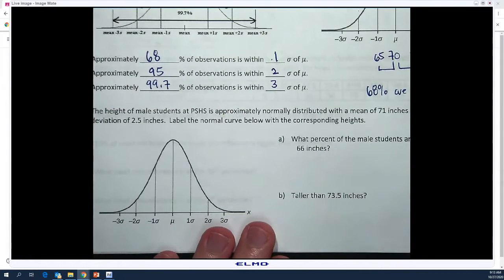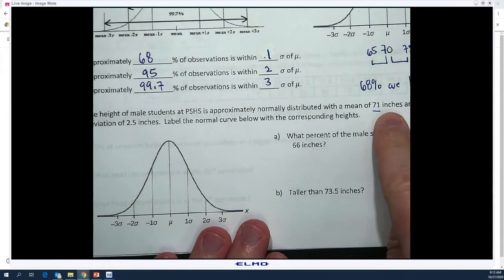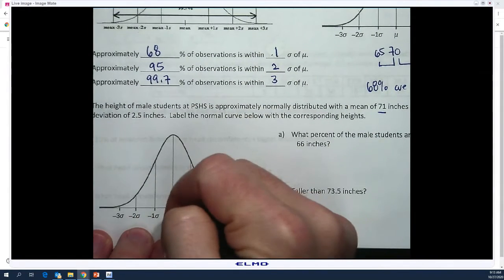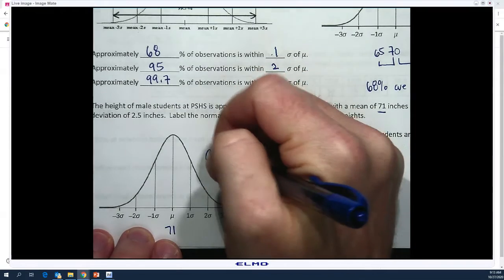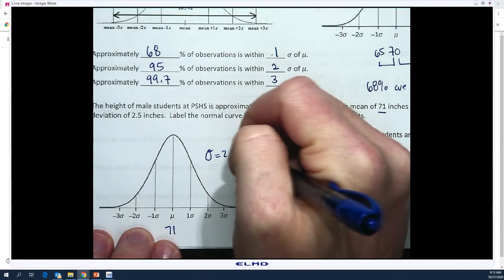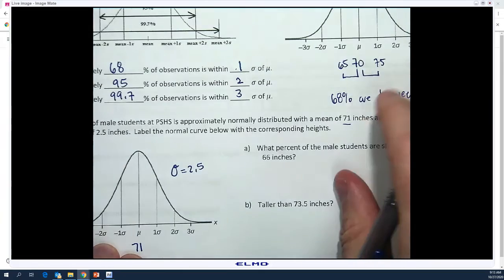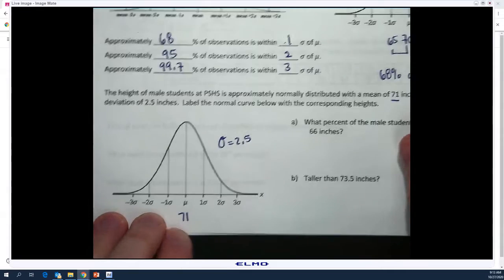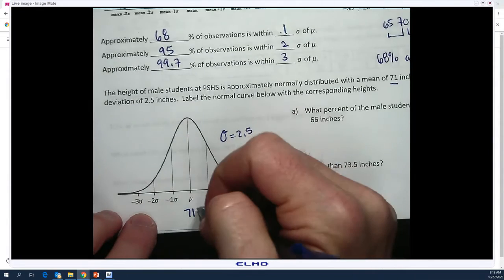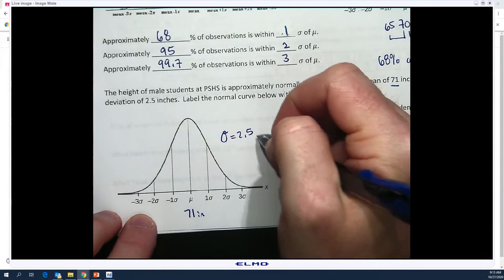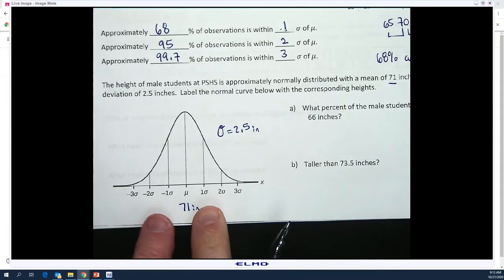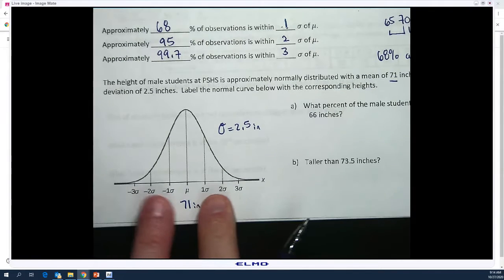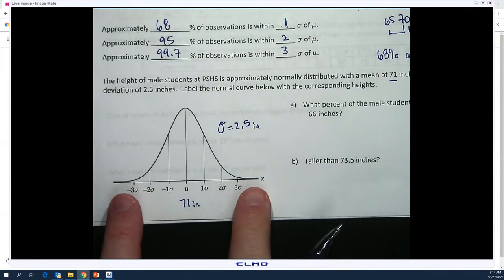Okay, so the height of senior high school students is approximately... I should have just read ahead, this is the same kind of problem. So 71 is the average, and the standard deviation is 2.5 inches. So they don't have as much variability as my made up problem up here. So it says label the normal curve, so we've done that. Maybe we could put inches and inches. If we wanted to, we could figure out these values too, so let's go ahead and do that.